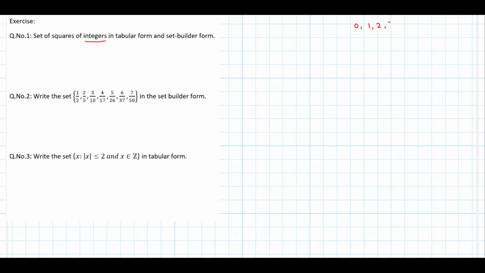Positive integers are 1, 2, 3, 4, 5, 6, and so on, and 0. And the negative integers: minus 1, minus 2, minus 3, minus 4, and so on. All right, so these are the integers. Now we have to find squares of integers. So what are we going to get?